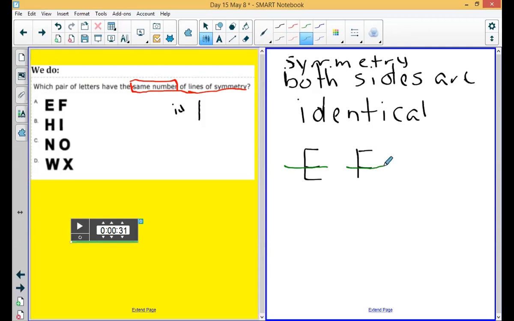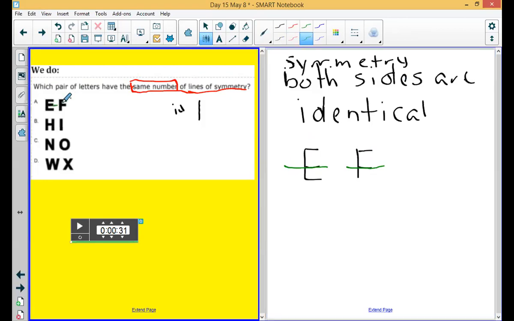So that tells me right there that E and F are not my answer choices, because already this one has a line of symmetry and this one does not. And remember, I'm looking for the one that has the same number. So let's go ahead and get rid of E and F. E and F won't work. So A would not be my answer, okay?